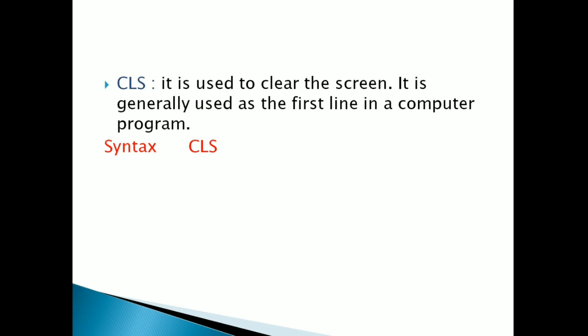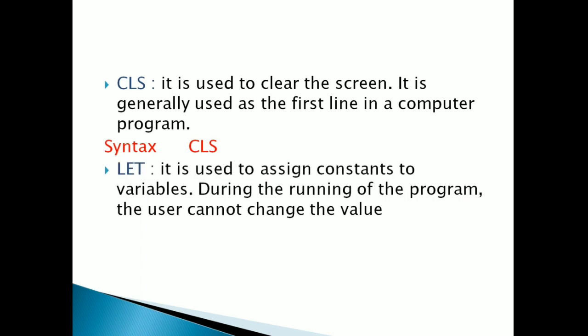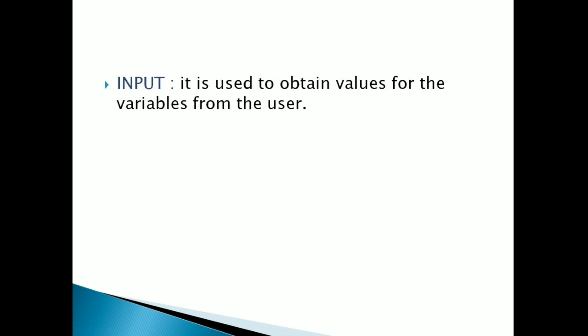And our second command is called let. Okay, so the let command is used to assign constants to variables. In the previous chapter, we have already discussed constants and variables. So, for assigning a value to the constant, we can use the command known as let. So, during the runtime of the program, the user cannot change the values assigned using the let command. Okay, because constants are values which are fixed. For example, let age is equal to 18. So it is fixed, we cannot change the age.